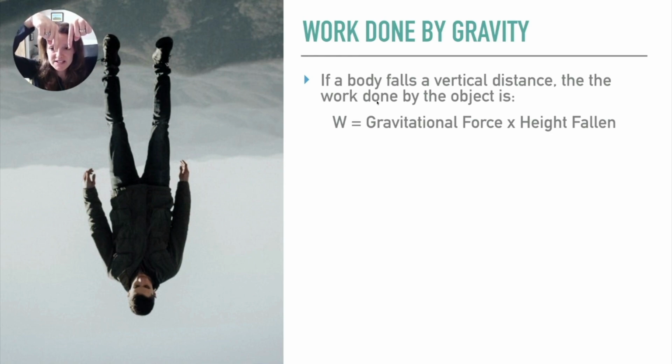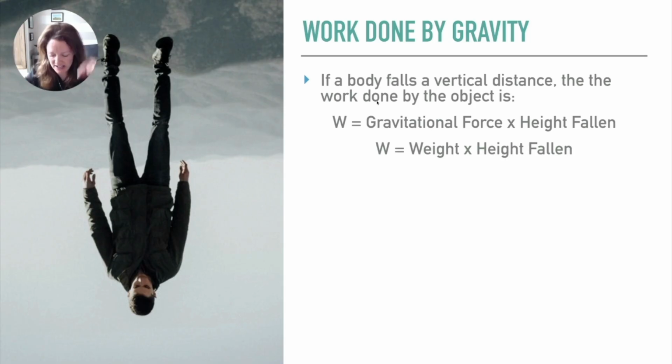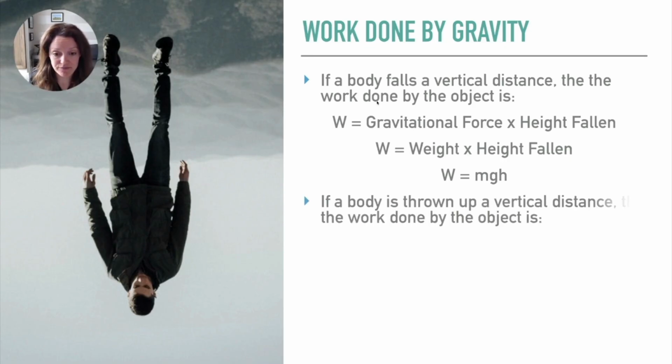So force times distance. Well, a gravitational force is weight, isn't it? So the work done is weight times distance. And the distance is height, so weight times height. And the expression for weight is mass times gravity. So the work done by an object falling a vertical distance is W equals mgh. The work done on an object falling is equal to the energy transferred into or from gravitational potential energy.